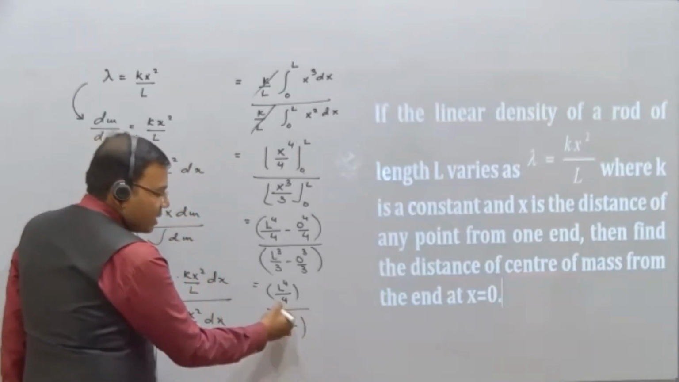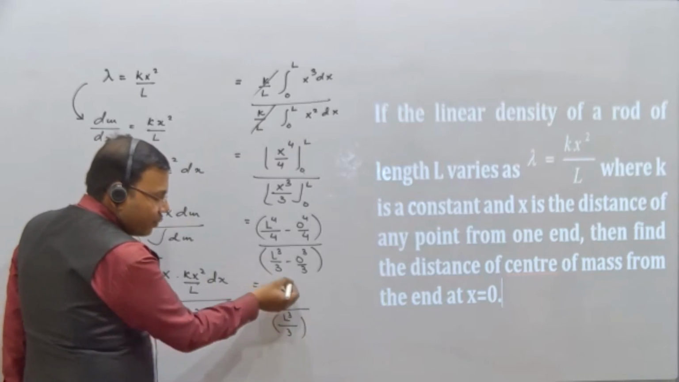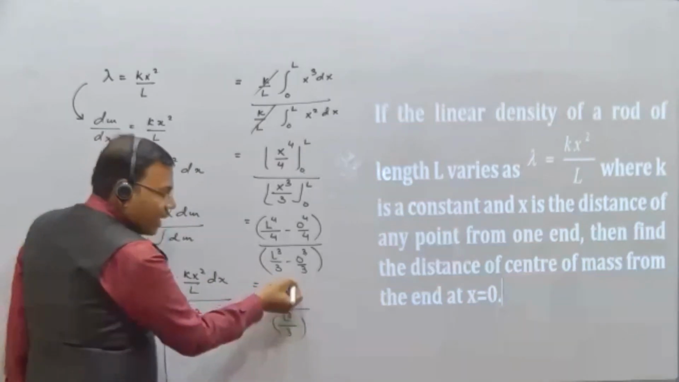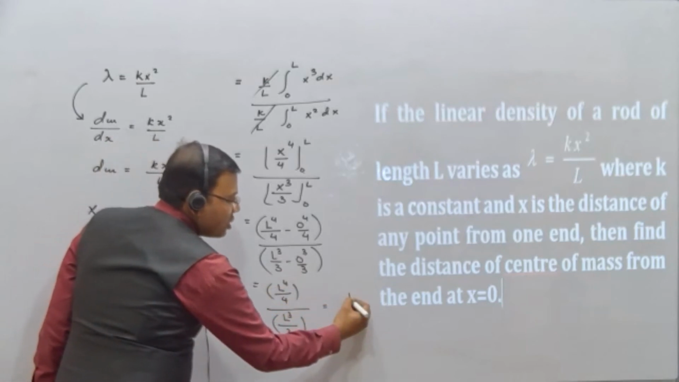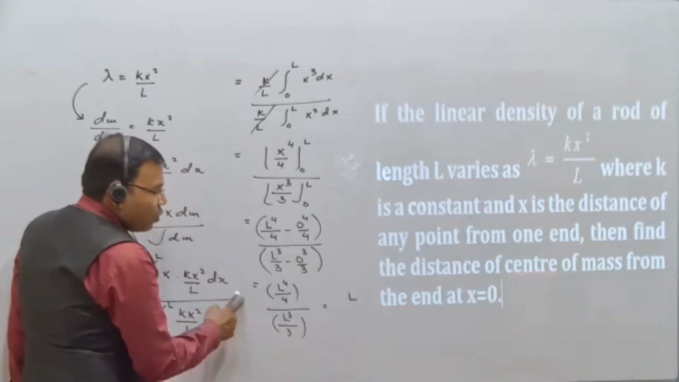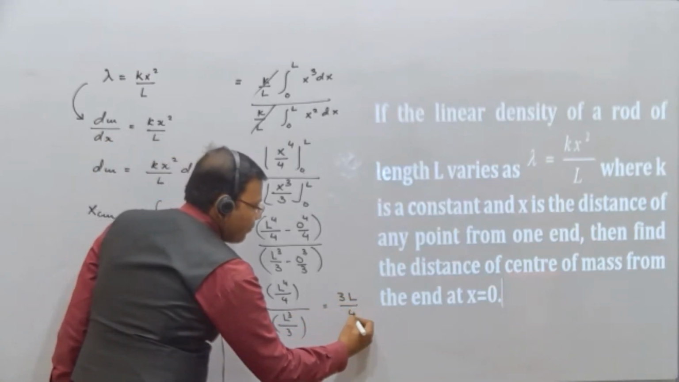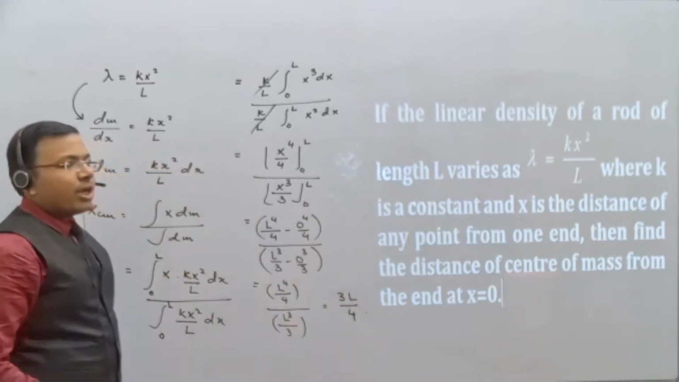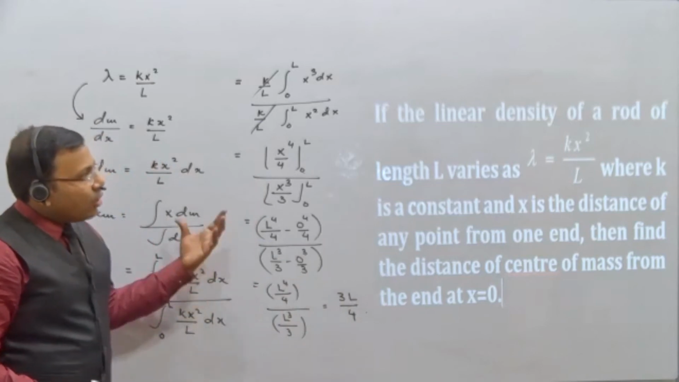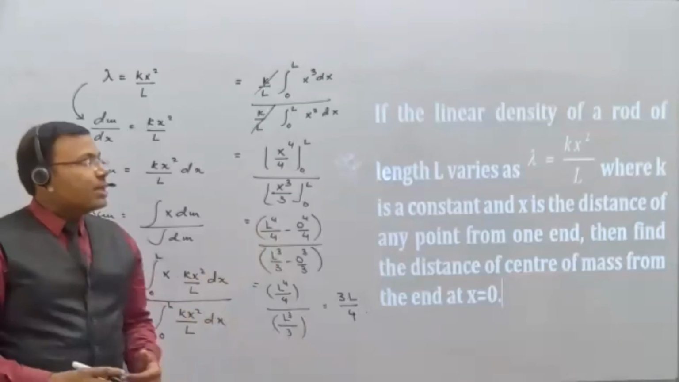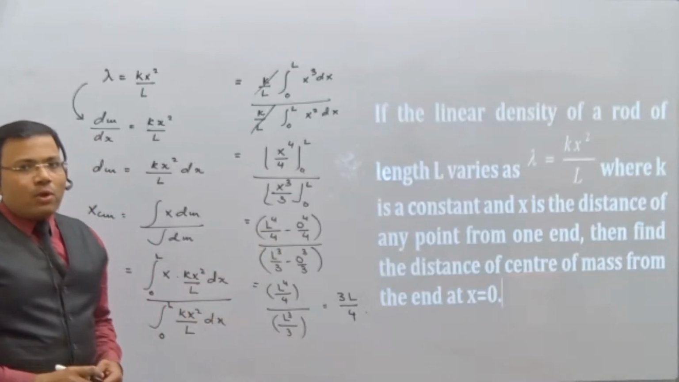Now students, we can cancel L cube with L power 4, and what remains in the numerator? Just L remains. And this 3 will go up, 4 will come down. So this is 3L by 4. This is the position of the center of mass for a rod of length L whose linear density is varying as kx square by L. Hope you understood the question along with the solution.